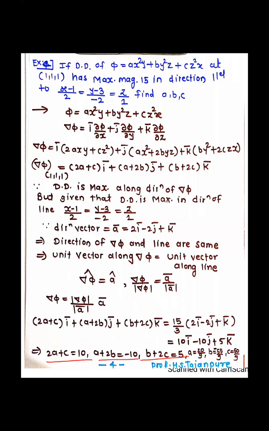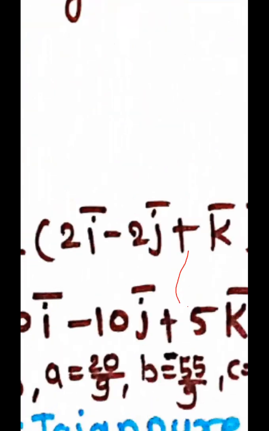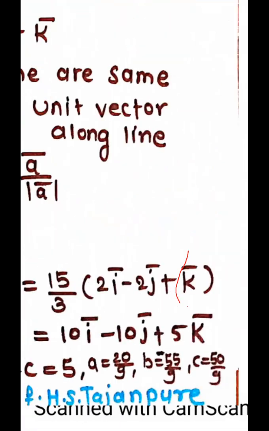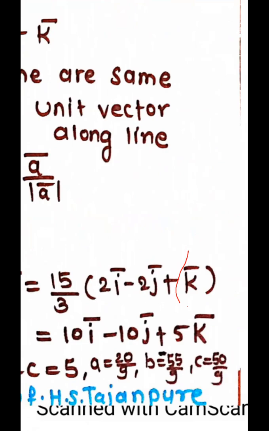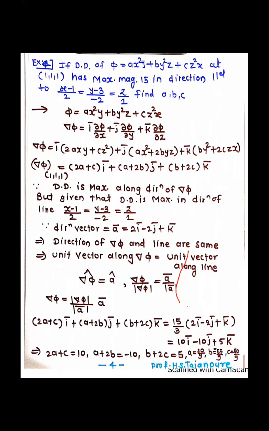So check whether you get the answer again by using the calculator. Solve these three equations having three unknowns. A is 20 by 9, B is minus 55 by 9, and C is 50 by 9. Just check whether you get the same answers. You may get the answer in decimal point form or in fraction.